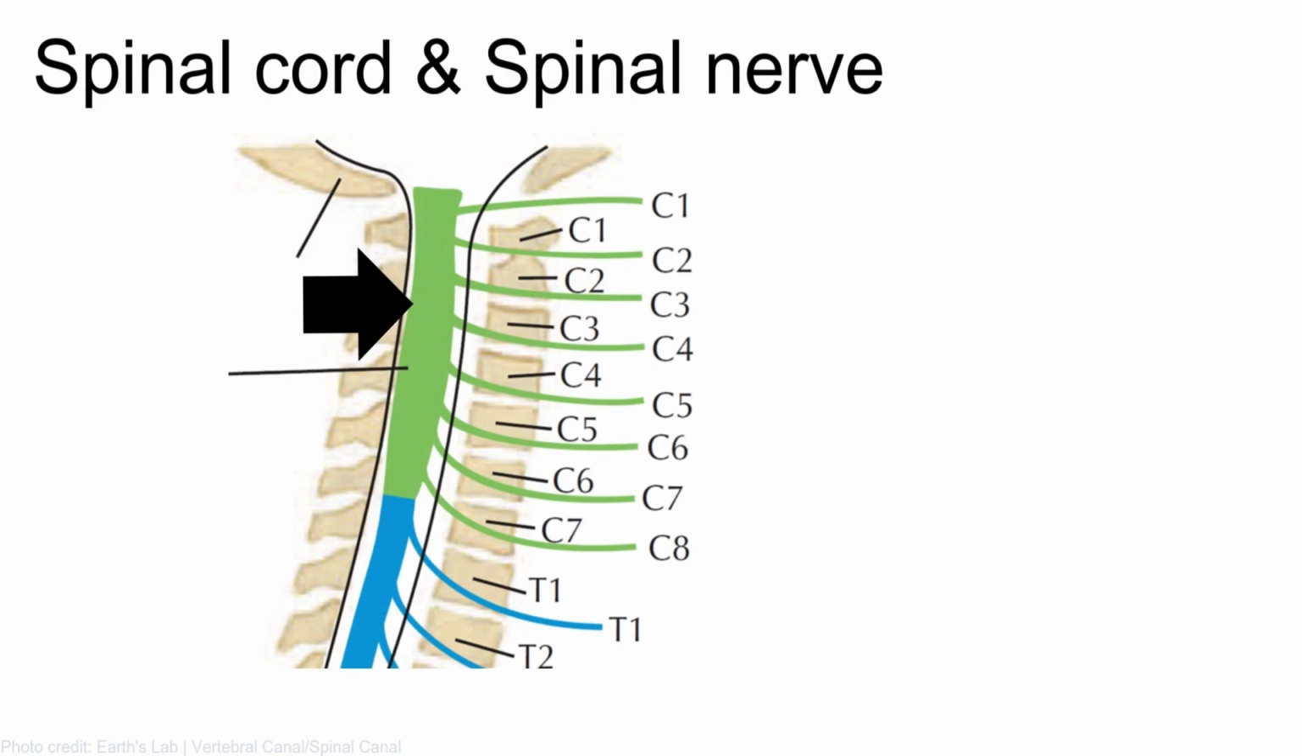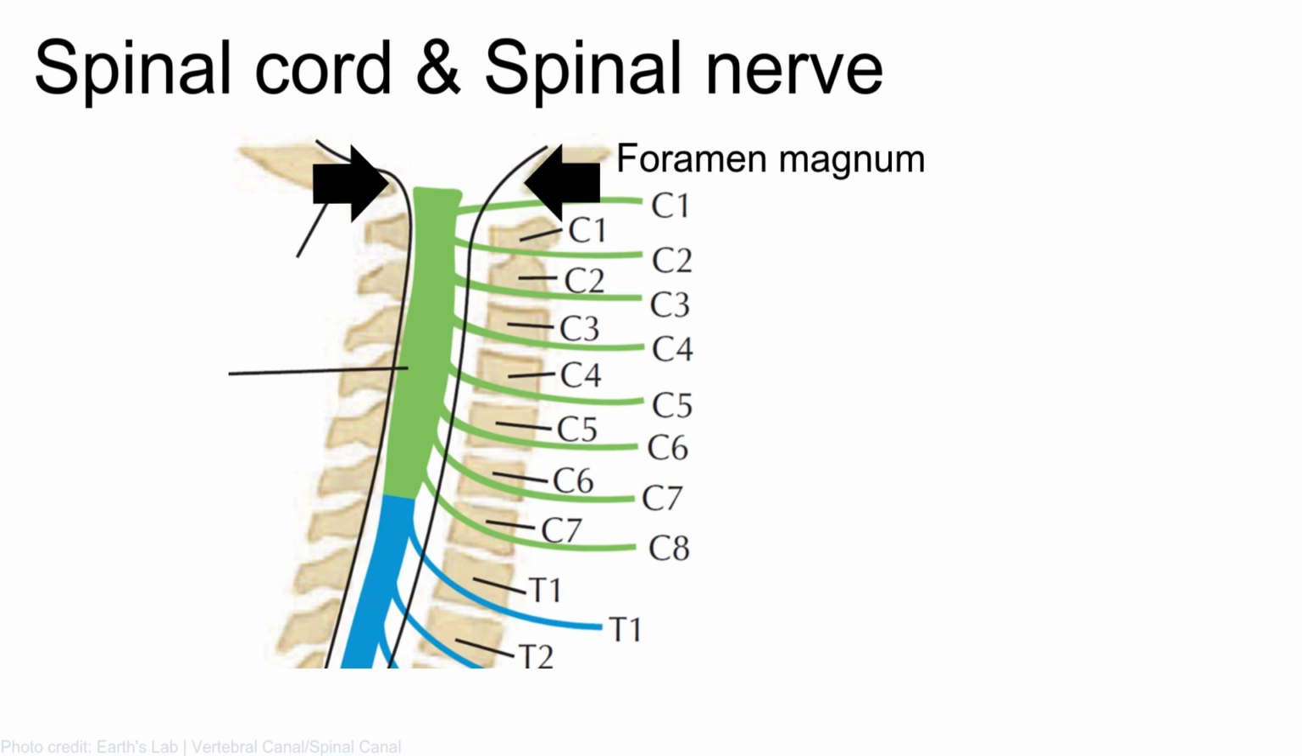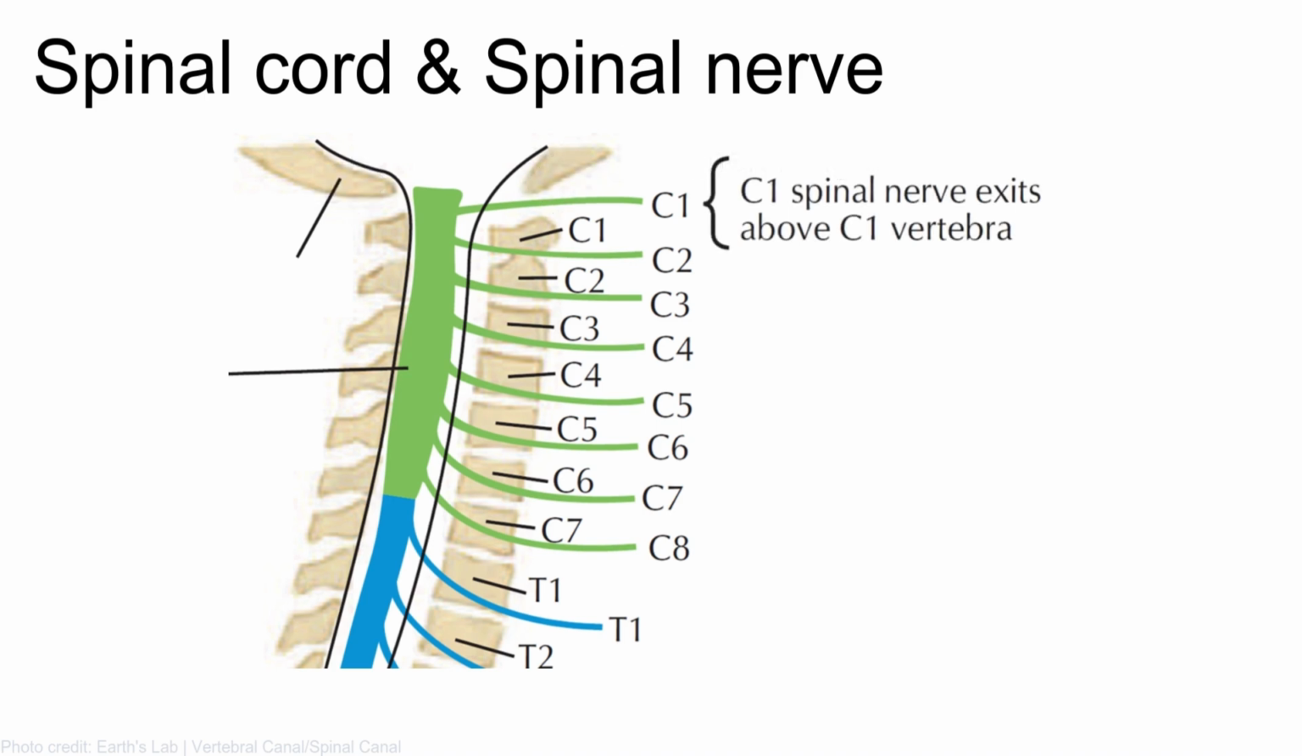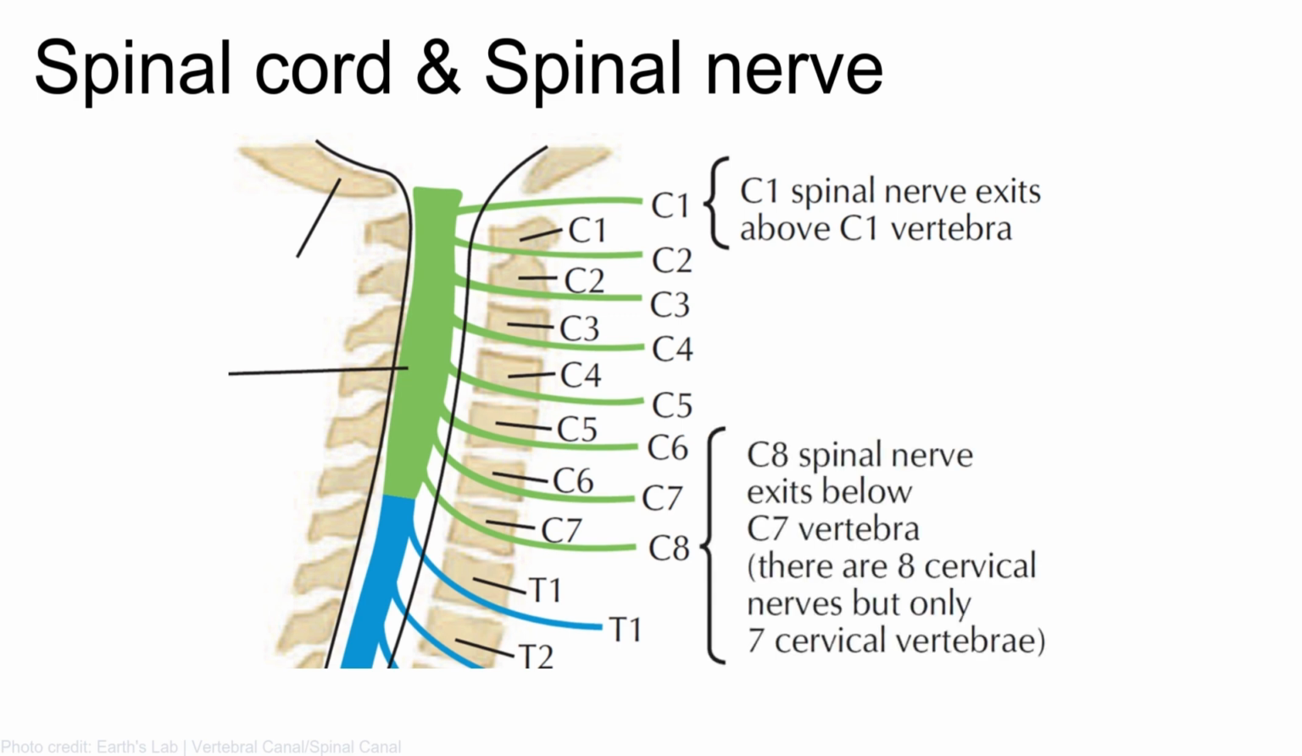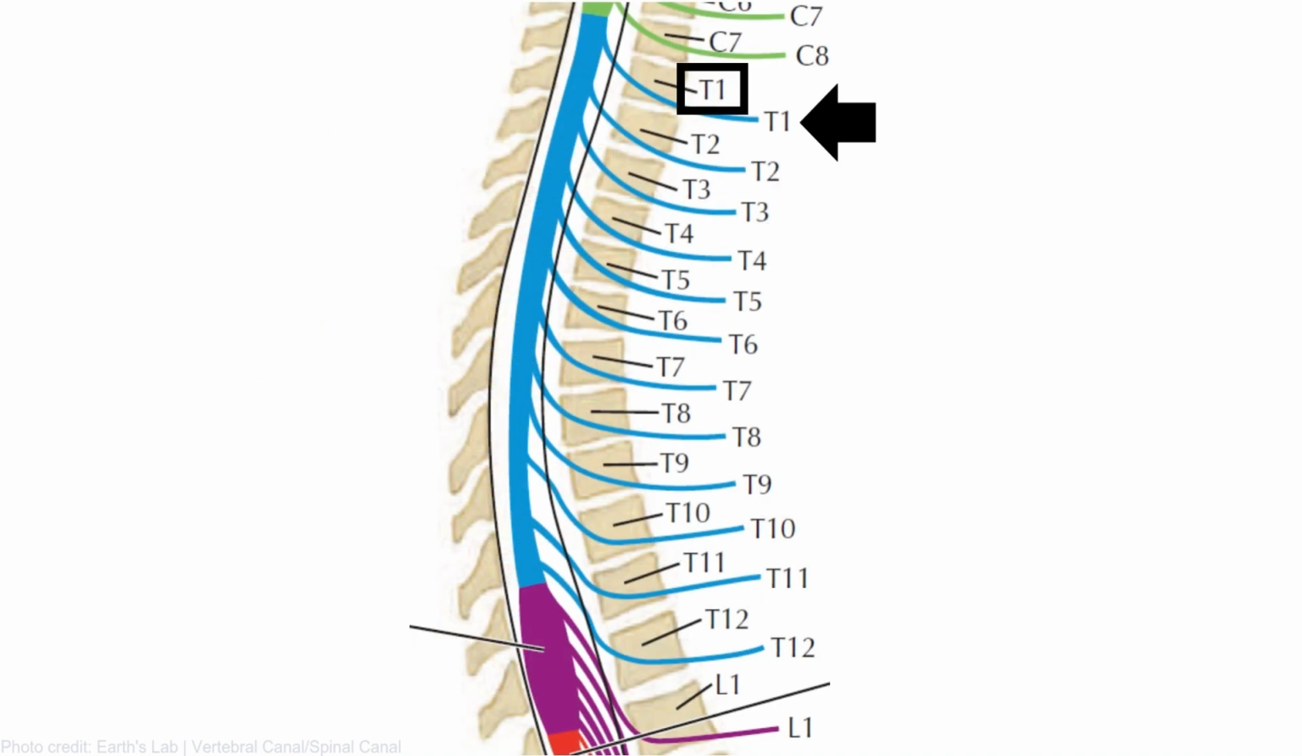We also have the spinal cord, which passes down from the brain, exiting the skull through a large opening called the foramen magnum and running within the spinal canal formed by the vertebrae. Although there are only 7 cervical vertebrae, there are 8 pairs of cervical nerve roots. The C1 nerve root exits above the C1 vertebra, and each subsequent nerve exits above its corresponding vertebra until C8, which exits below the C7 vertebra and above T1. In the thoracic and lumbar regions, the T1 nerve root exits below the T1 vertebra, and the L1 nerve root exits below the L1 vertebra.